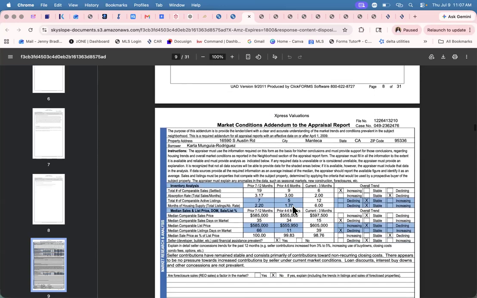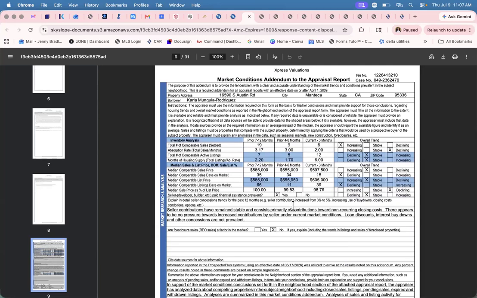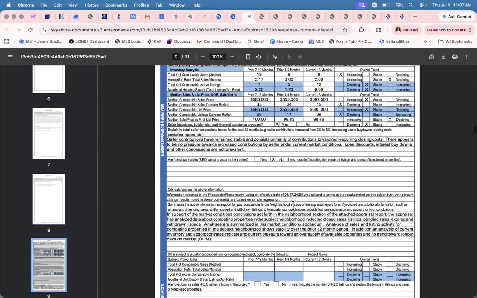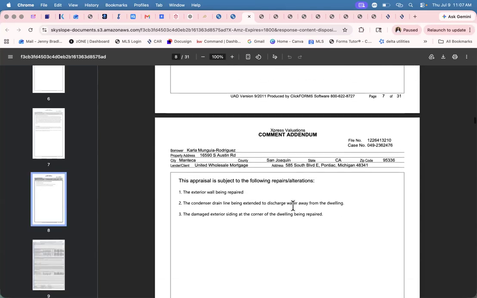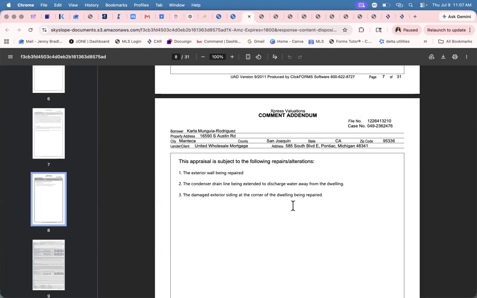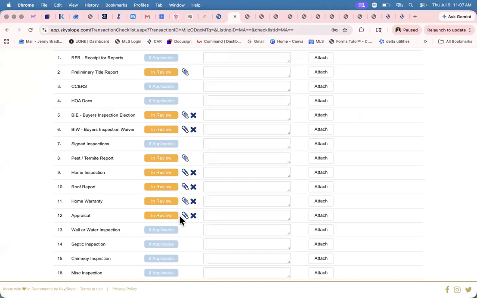So this is what an appraisal looks like. It is a pretty long report. But those are the main things that I wanted to go over, to show you where the conditions would be and where it would show you the amount it appraised for.